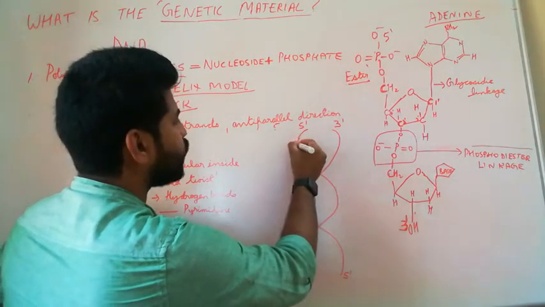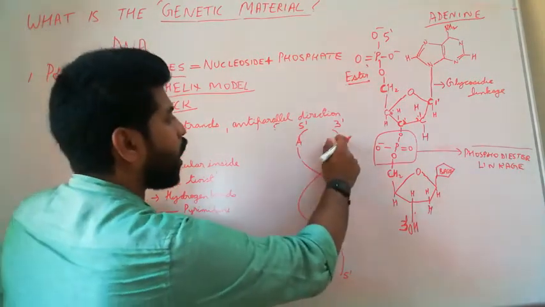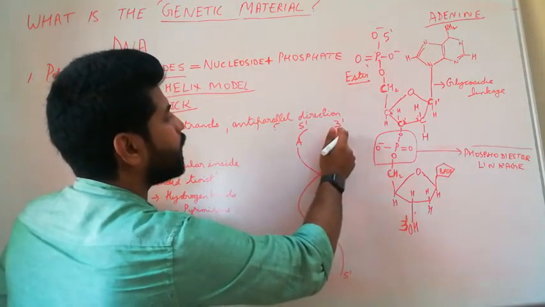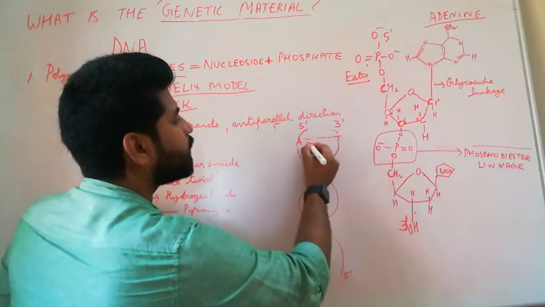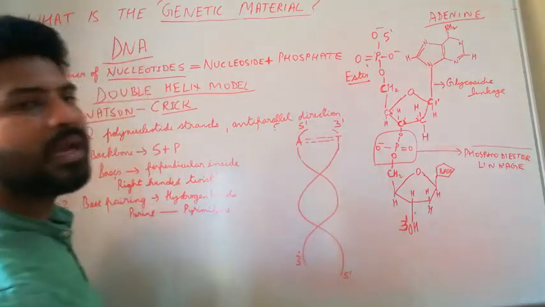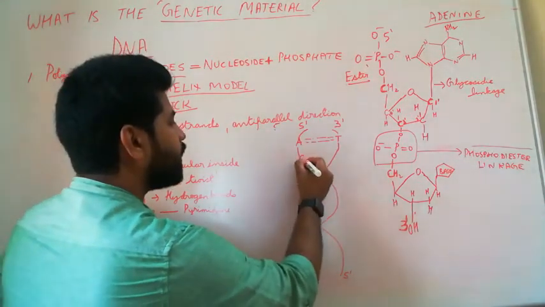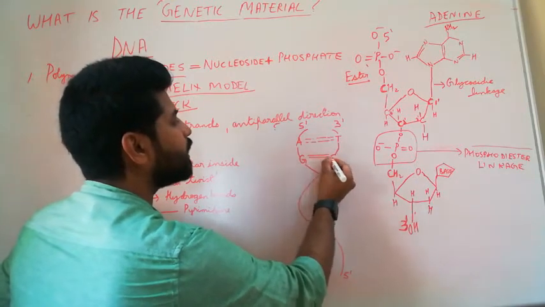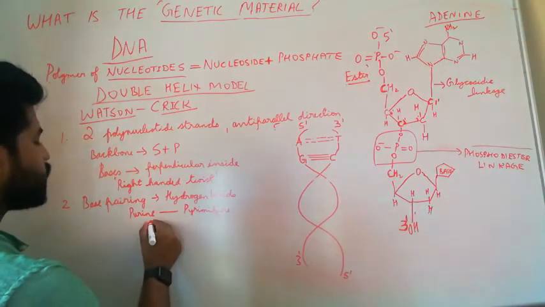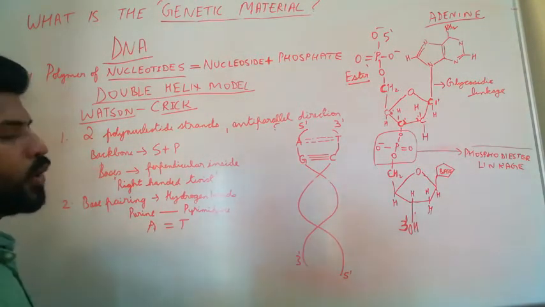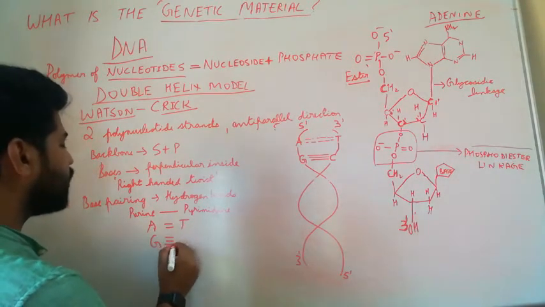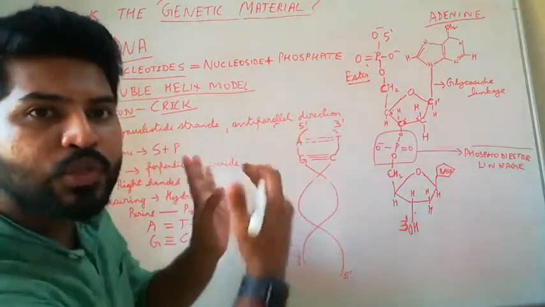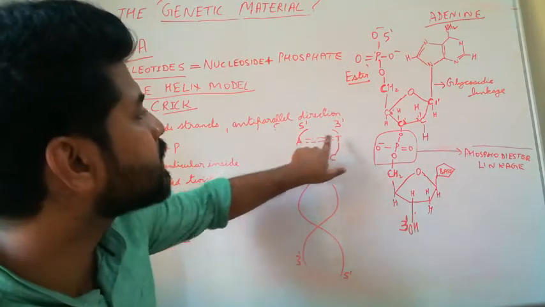So let us say the purine here is adenine. On the opposite strand we find thymine. So adenine will always bond with thymine using a double hydrogen bond, and if it is guanine, it will bond with cytosine using a triple hydrogen bond. So adenine requires 2 hydrogen bonds and guanine requires 3 hydrogen bonds. Thus the 2 polynucleotide strands are joined. This is what is called a base pair.